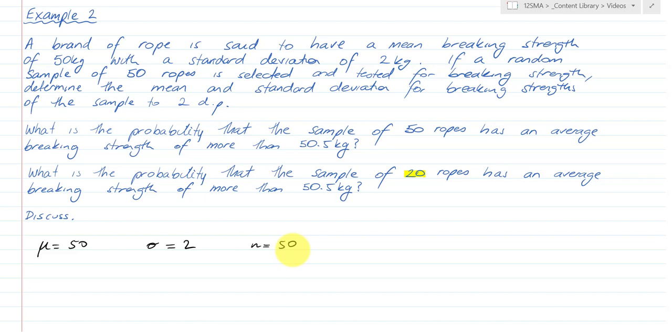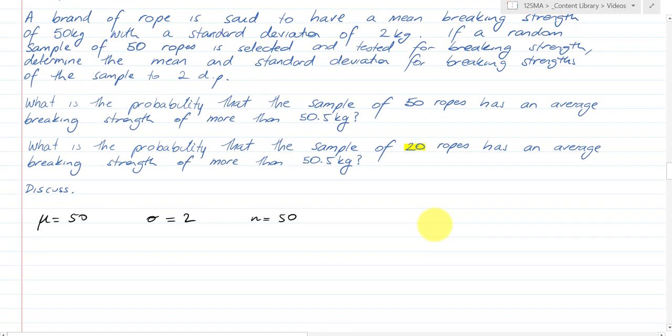What is the probability that the sample of 50 ropes has an average breaking strength of more than that? What is the probability that 20 ropes has an average breaking strength of more than that? I've highlighted the 20 there just to make sure that people don't miss the fact that it's different. So we know that the expected value of x bar is equal to mu, which in this case is equal to 50. So that's pretty easy.